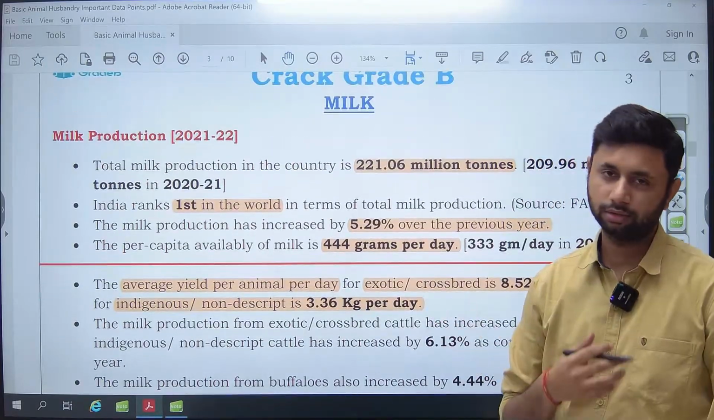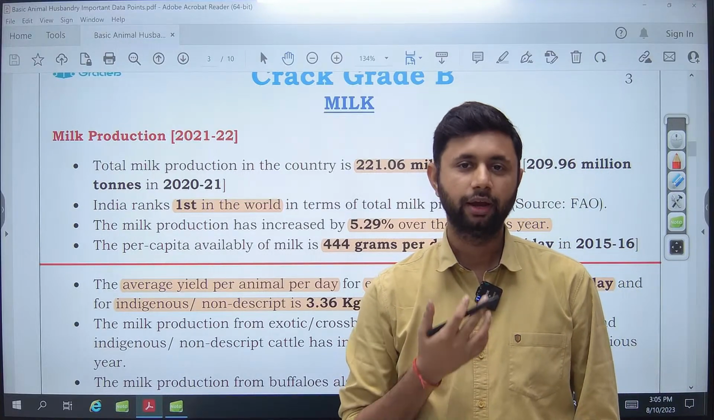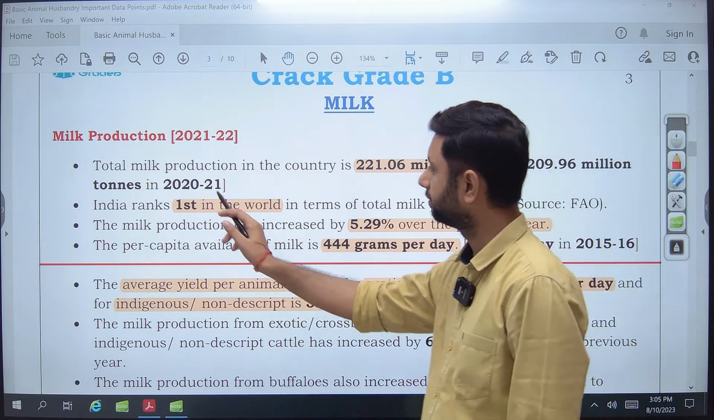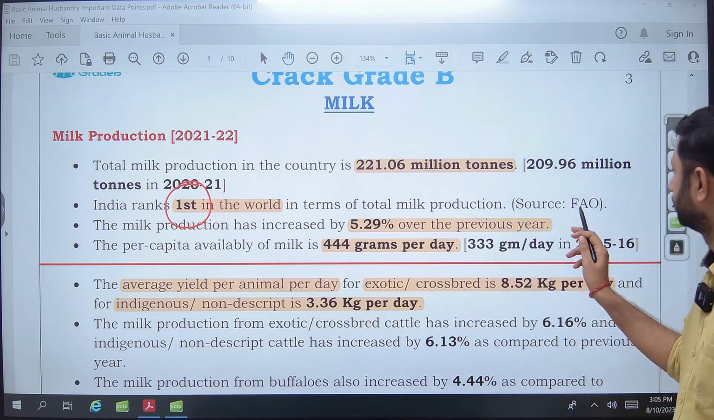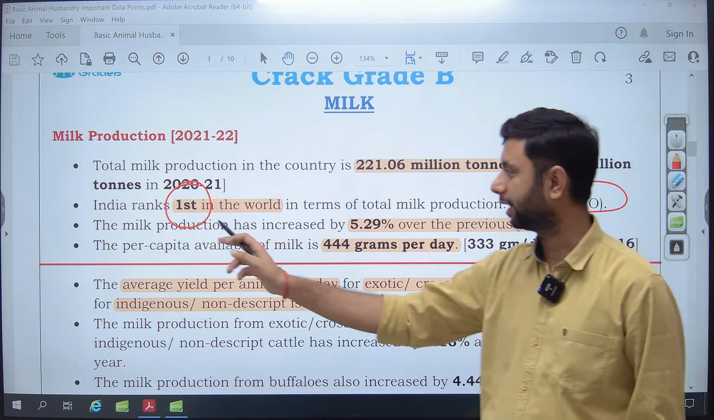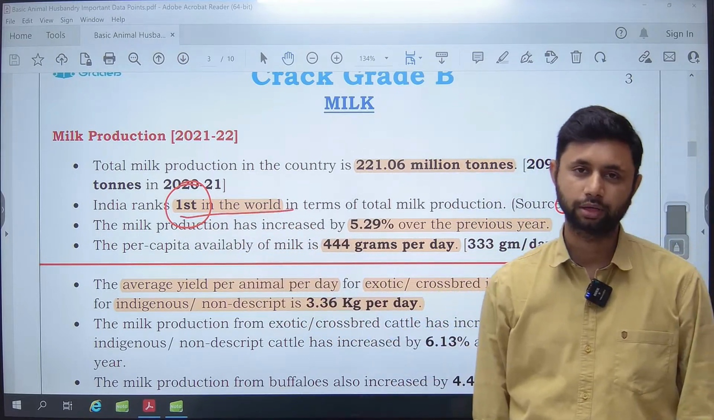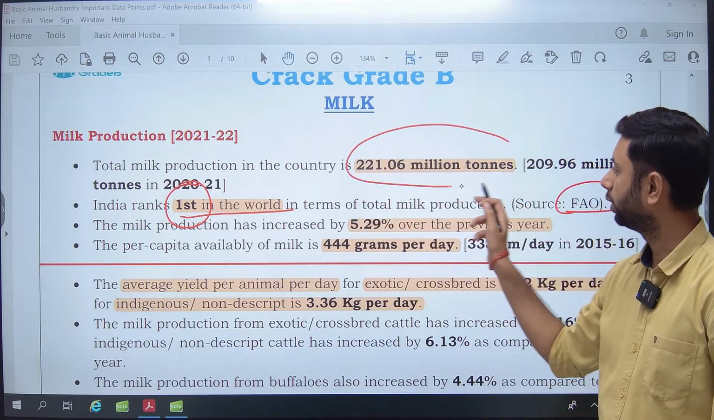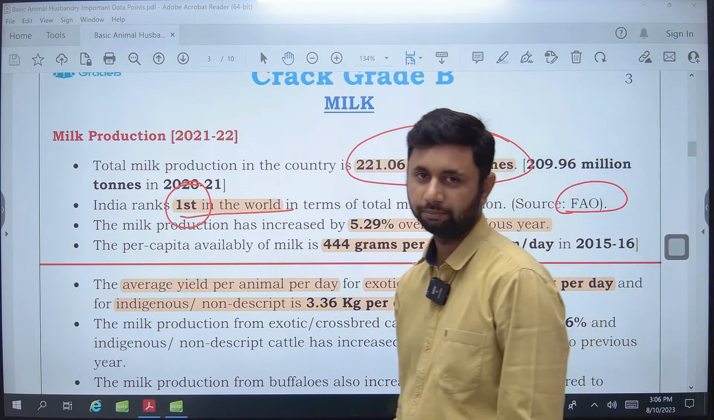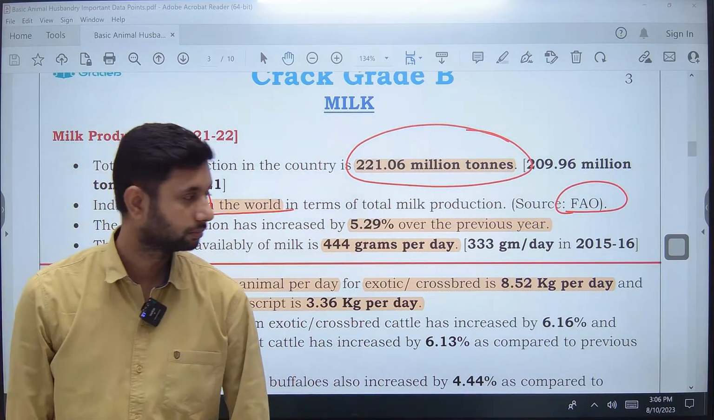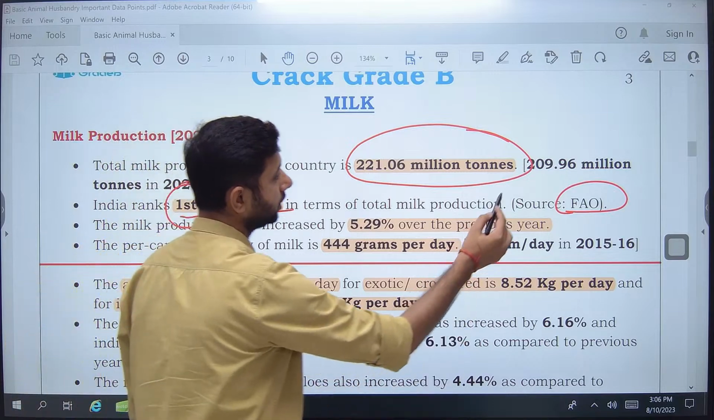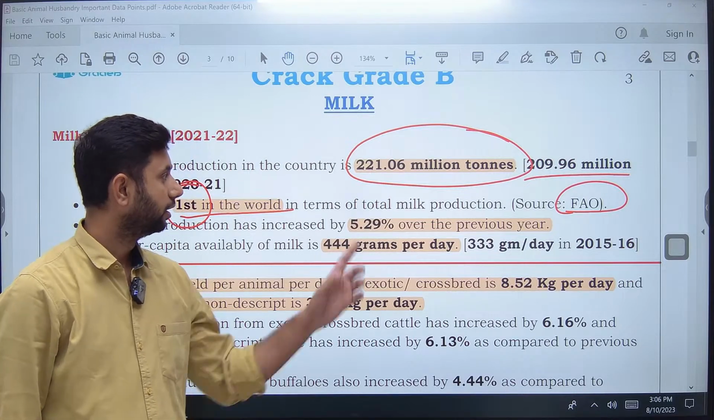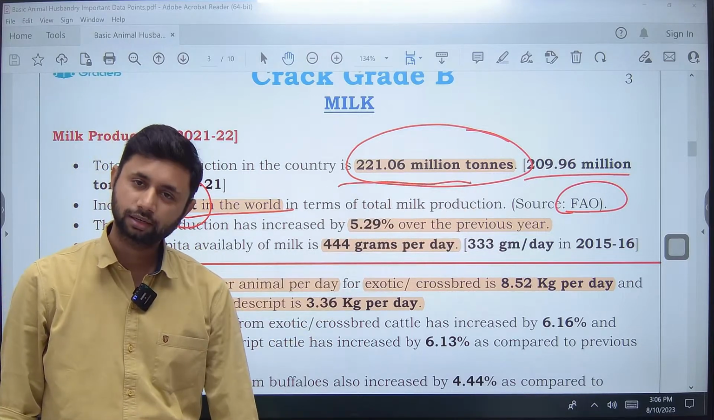So let's move on to the first commodity, which is milk. India is very much the top producing country, as you can see from the rank itself. According to FAO, India ranked first in the world in terms of milk production. As you can see, 221.06 million tons have been produced in 2022. This is obviously an increase from the previous year, which is 209.96 million. Remember this figure in the class itself.